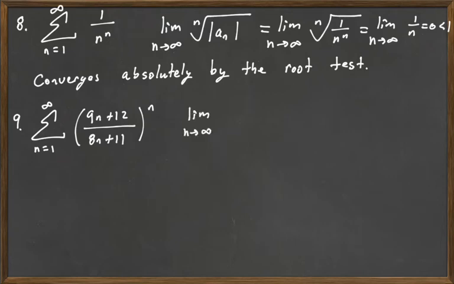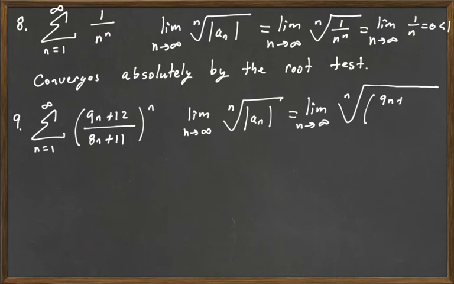So the limit as n goes to infinity of the nth root of the absolute value of a sub n, that's going to be equal to the limit as n goes to infinity of the nth root of (9n plus 12 divided by 8n plus 11), and that's all raised to the nth power. So we have the nth root and the nth power. They are going to undo each other.